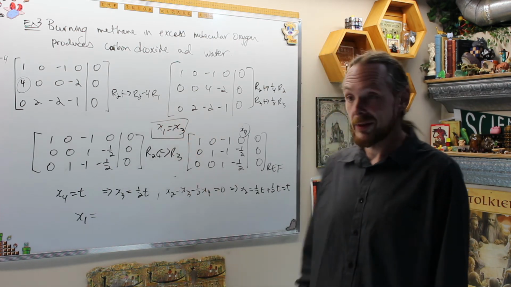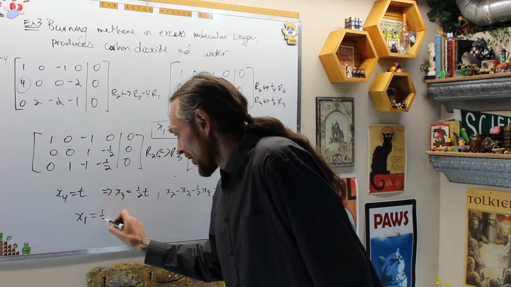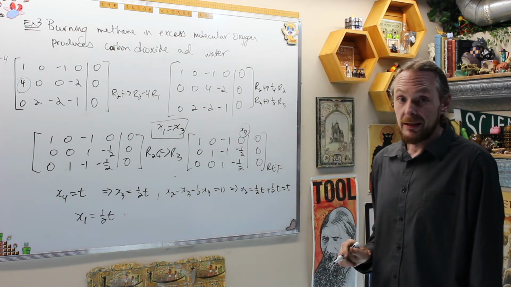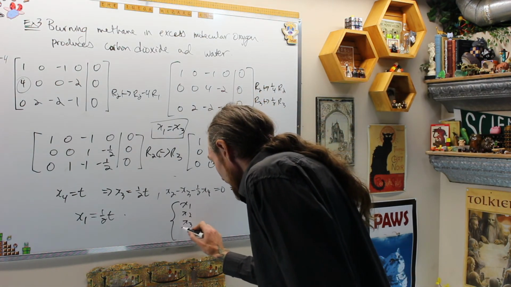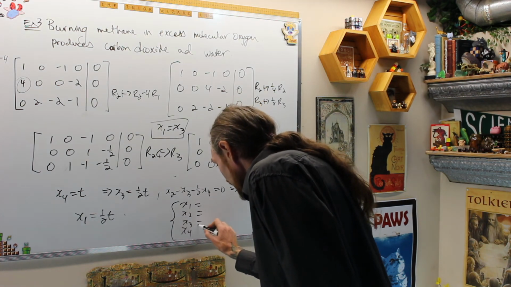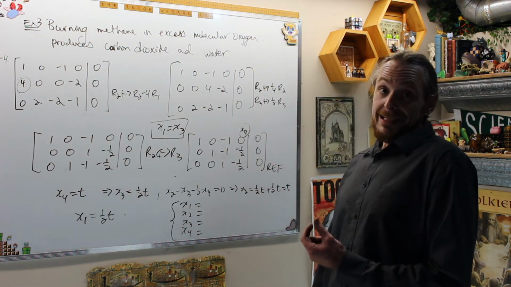Forest for the trees. Oh, x1 has to equal 1/2 t also because it's equal to x3. What does that give me? That gives me the general solution x1, x2, x3, x4, which is equal to... We're going to get to use the proton joke.